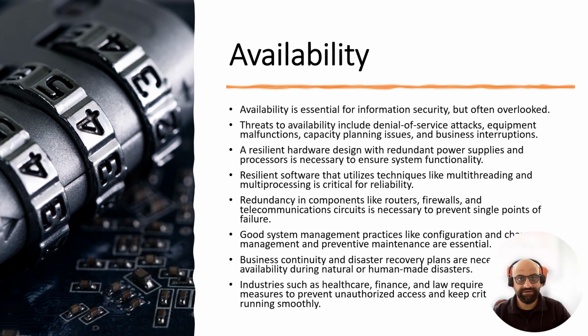To ensure availability, there are certain characteristics that a system must have. One of these is a resilient hardware design, which includes features like redundant power supplies and processors that help ensure that the system will continue to function even if some of its internal components fail. Resilient software is also critical, with the operating system and other components designed to be as reliable as possible, incorporating techniques like multi-threading, multiprocessing, and multiprogramming.